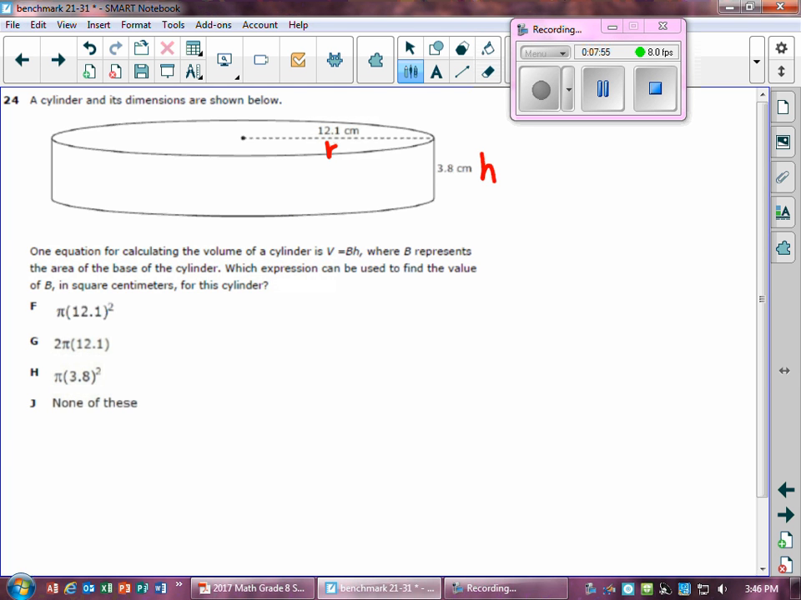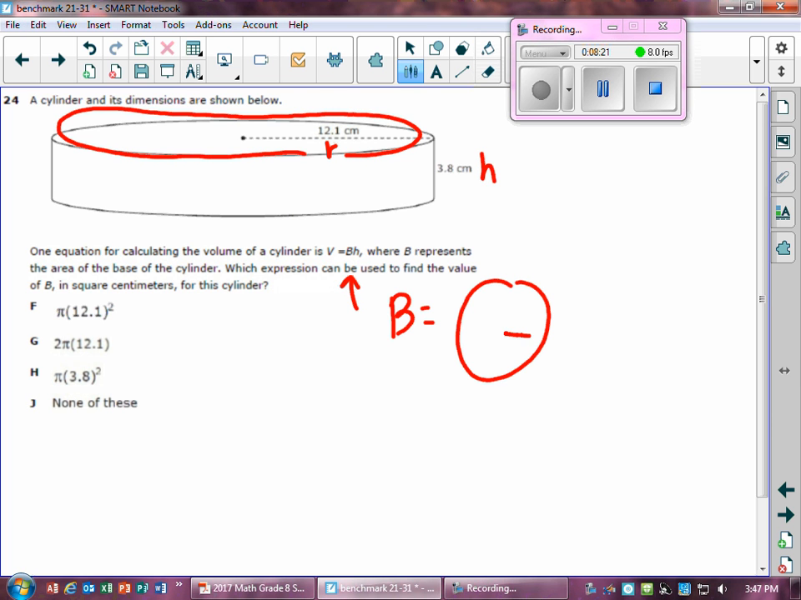Okay, so I want you to find what the area of the base is. Well, big B stands for area of the base. Looking at my cylinder, what's my base? What's my top? What's my bottom? What shape is that? Well, that shape is a circle. In that circle, we have information. I drew my circle, that's my base. It has a radius of 12.1.